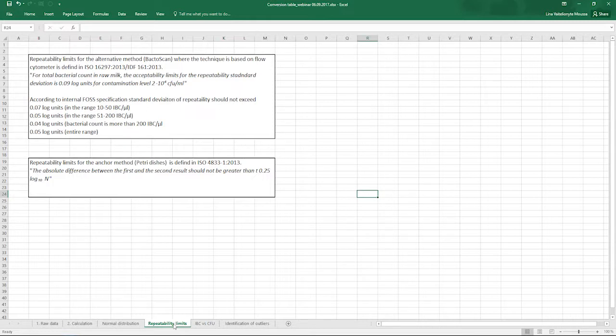But repeatability limits for the reference method, so it's Petri dishes, is defined in ISO 4833, and it's saying that the absolute difference between the first and the second result should not be greater than 0.25 log units. So here you can see that for flow cytometer, we are looking for repeatability standard deviation, and for Petri dishes, we are looking for absolute difference.